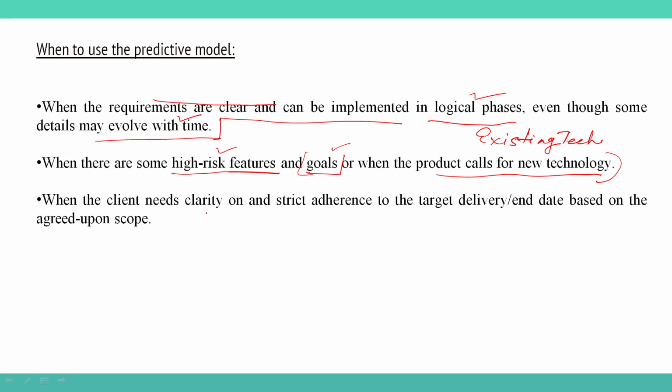We can go for a predictive model when the client needs clarity on strict adherence to target delivery, a start date and end date based on the agreed upon scope. Here, because of strict adherence to clarity, the client says: I want it in this form. Definitely what you have to do, you have to stick to this. That is, you have to be very predictive. That is, your output has to be in strict adherence to the user. And the user is saying your end date: okay, I need it by this date, and I only need these particular things.